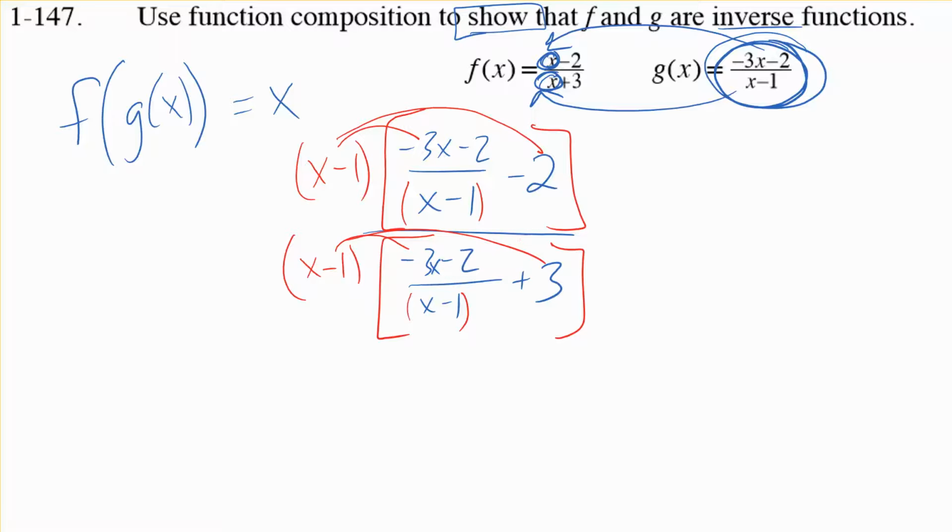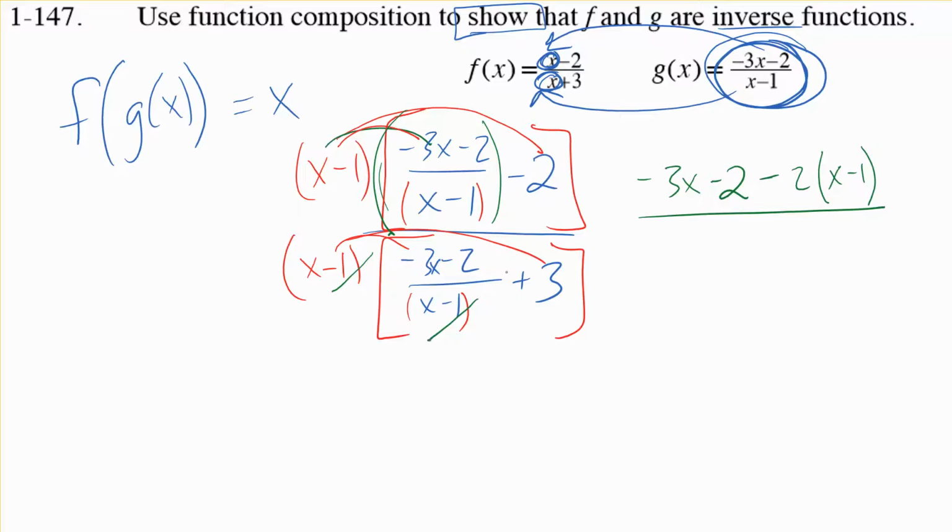But what happens in this numerator when I distribute the x minus 1 to the first fraction? It's going to go away with the denominator. So I'm just going to be left with a negative 3x minus 2. Then, when I distribute the x minus 1 to the negative 2, I'm going to get negative 2 times x minus 1 here. Over, same thing, x minus 1 here crosses out there, and I'm left with the negative 3x minus 2 plus 3 times x minus 1.